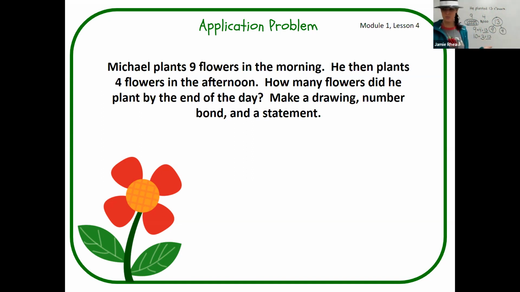Now are we done? Did we solve this mystery case? If Michael plants 9 flowers in the morning and he plants 4 flowers in the afternoon, how many flowers did he plant at the end of the day? He planted 13 flowers. So good job, number detectives. Our case is closed. We have solved our mystery.